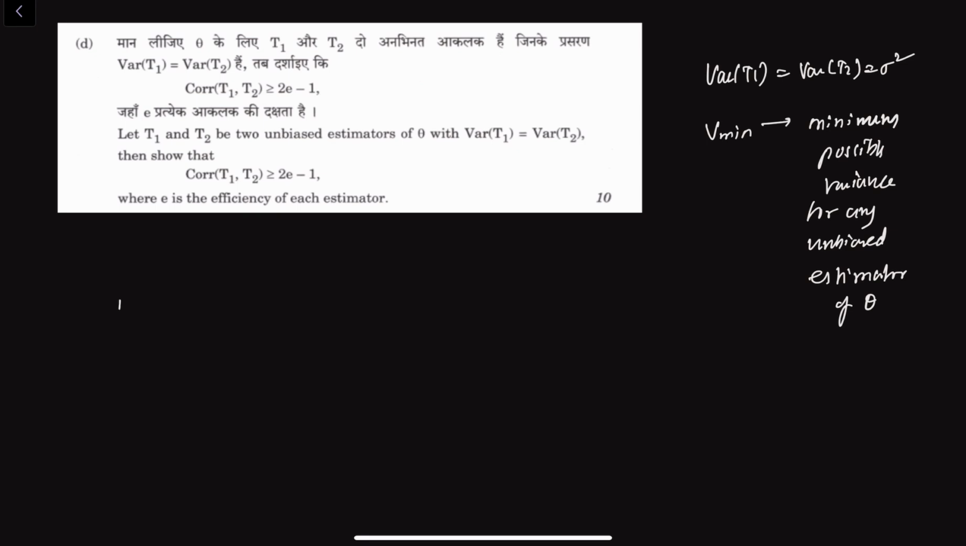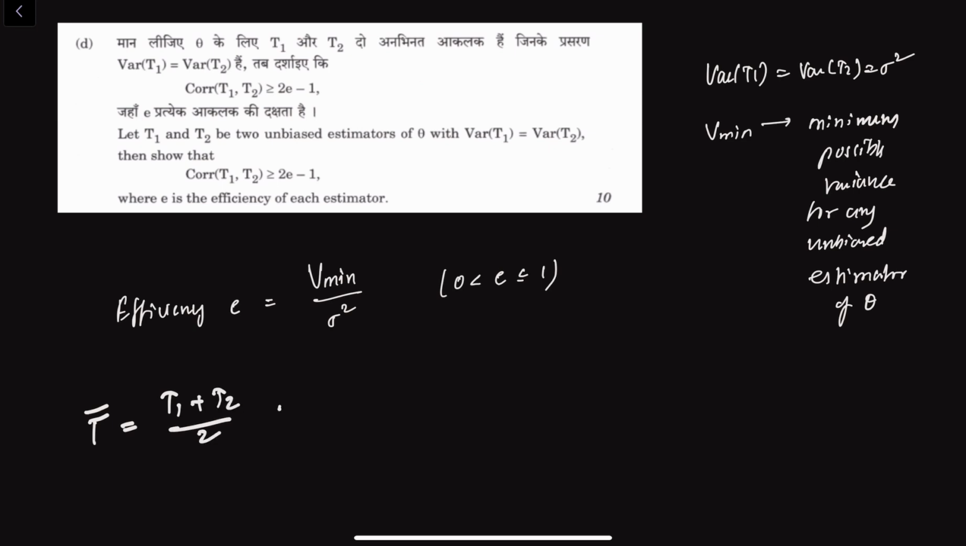Now if I consider the efficiency, the efficiency E of each estimator is nothing but the minimum variance divided by variance of T1 or variance of T2, both are the same here, which is sigma square. And we also have to note that this E is always between 0 and 1. Now if I consider the estimator T bar, which is T1 plus T2 by 2, the mean of T1 and T2, we can check that expectation of T bar is expectation of T1 plus expectation of T2 by 2, which is nothing but theta itself.